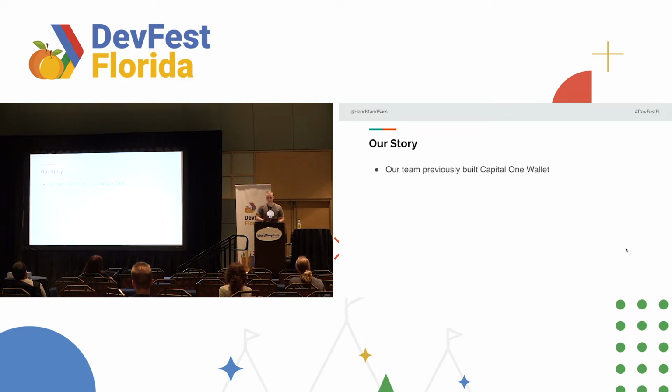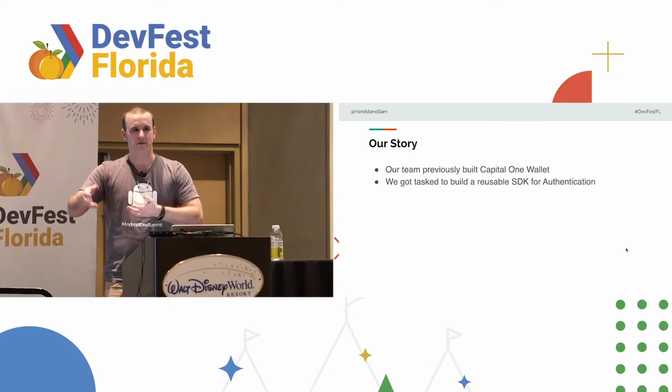So our app went away, and our team became the identity team. So we are the mobile team for identity at Capital One. So our goal now was to create an SDK that could be used for authentication across all Capital One apps. Because up to this point in time, everyone that built an app had to go implement identity for themselves.